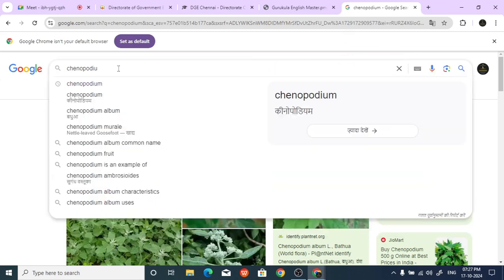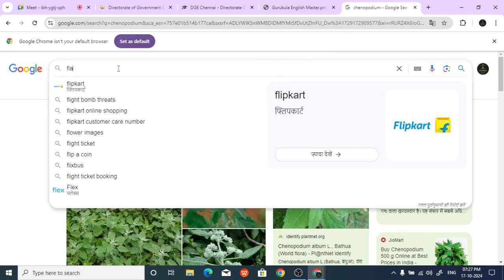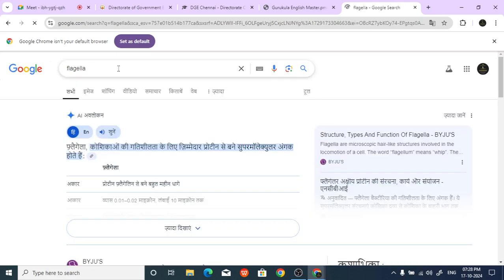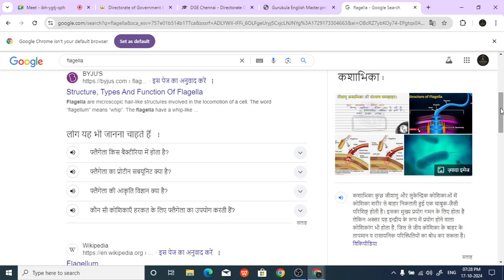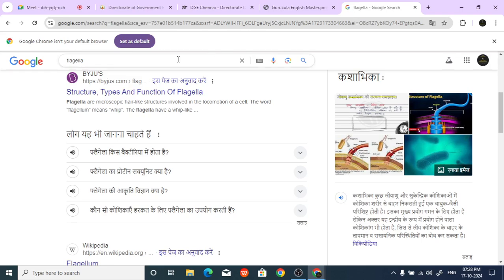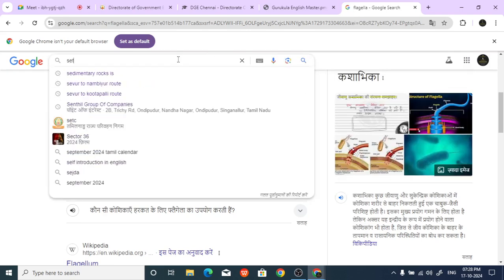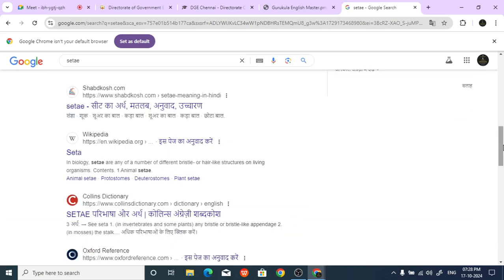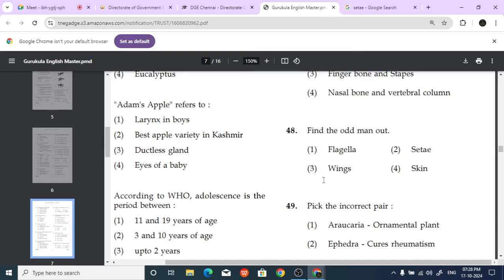What is flagella? Flagella are microscopic hair-like structures, so it is a small structure. Then seta, S-E-T-A-E. Setae are any number of different bristles or hair-like structures. That is also seta. Okay, hair-like structure. And skin is not a hair-like structure. It is different. Wings are also almost hair-like structures. So skin is the answer.